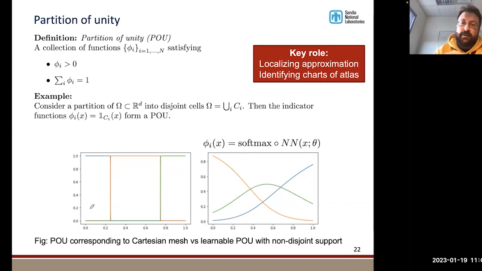And we're used to thinking about something like indicator functions on cells of a mesh as one example of a partition of unity. But that would be a disjoint partition of unity. The support of these functions wouldn't overlap. But in general, they can be diffuse, they can blend into each other.